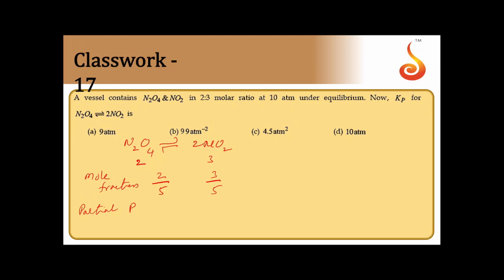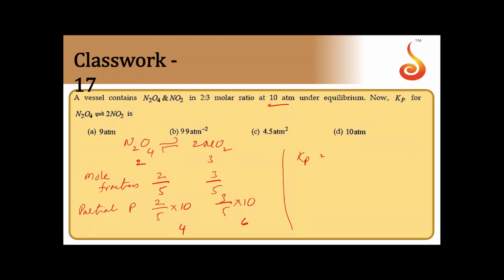So partial pressure will be equal to mole fraction into total pressure. So 2 by 5, pressure is given as 10 here, so into 10. Similarly 3 by 5 into 10 we have now. So the values are 4 here and 6 here. So we know the partial pressures.